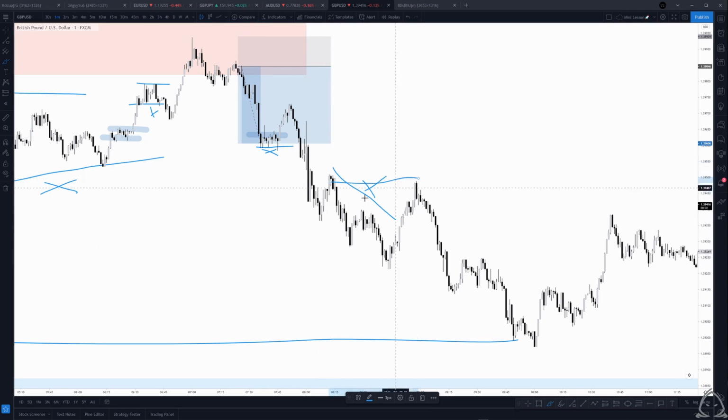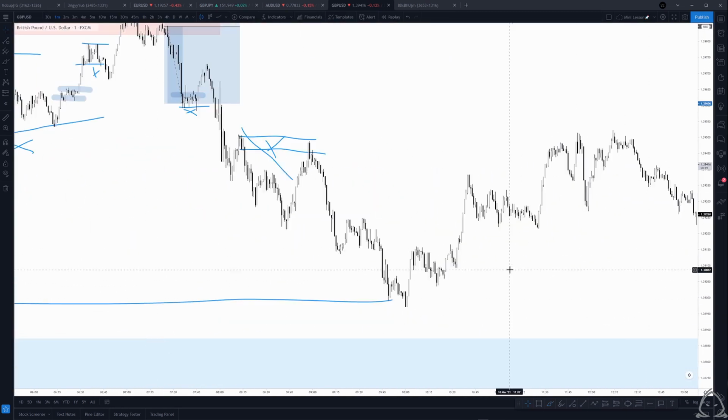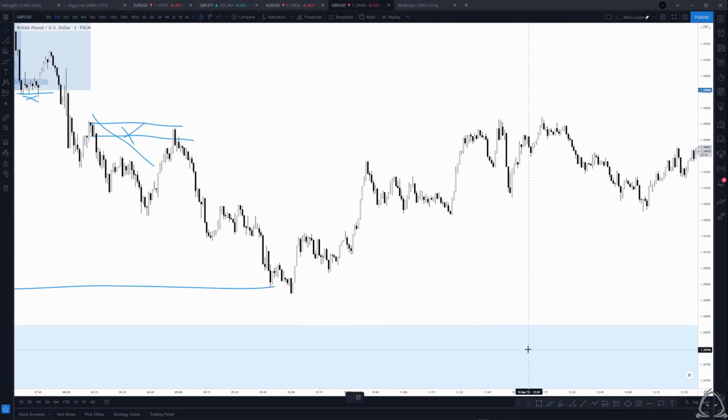We sweep that liquidity. We also create a supply zone. Price taps into that supply zone, continues to the downside. We do have smaller lows here that would probably be visible on a much lower time frame, but that's not overly something that we'll get into since we're already here on the minute chart.